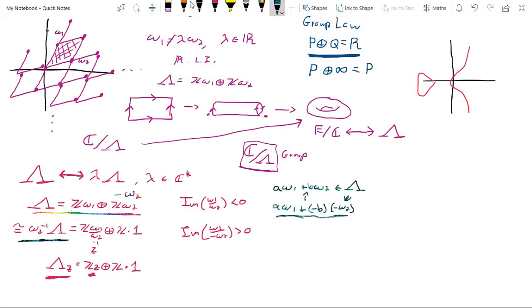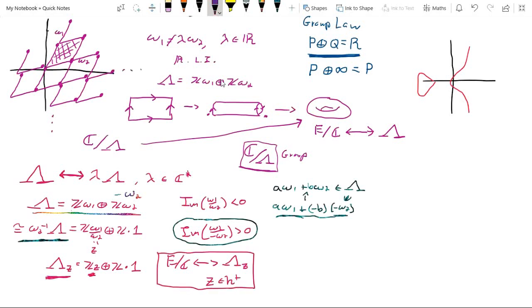So what that means is we can always choose representatives for our lattice such that the imaginary part is strictly greater than 0. In other words, to every complex elliptic curve, we can associate a lattice, lambda z, where z lies in the complex upper half plane. This also raises another question, though.